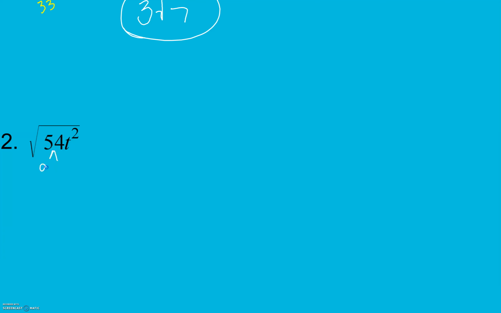54 is 9 times 6, which is 3 times 3, and 2 times 3. So when I write these factors out, I'm going to have 2 times 3 times 3 times 3. Keep in mind, though, I also have t's here, and it's inside a square root.